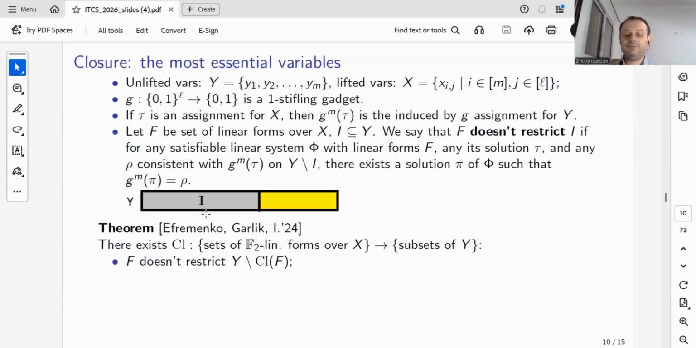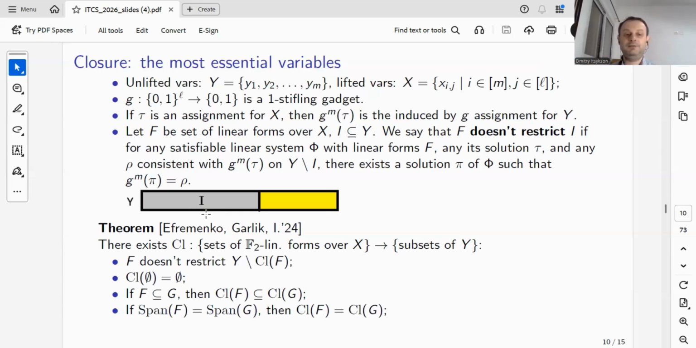First, f does not restrict the values of unlifted variables outside of the closure. The second, the empty set does not have essential variables. If we increase the set of linear forms, the set of essential variables does not decrease. If f and g have the same span, then they have the same set of essential variables. And the size of the set of essential variables is at most the dimension of the set of linear forms.